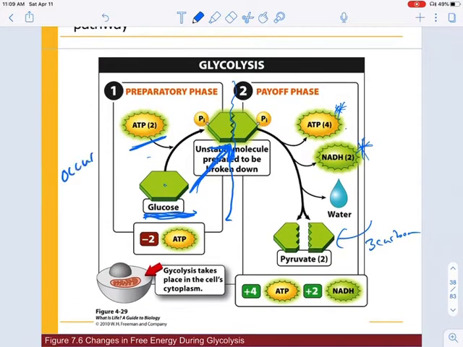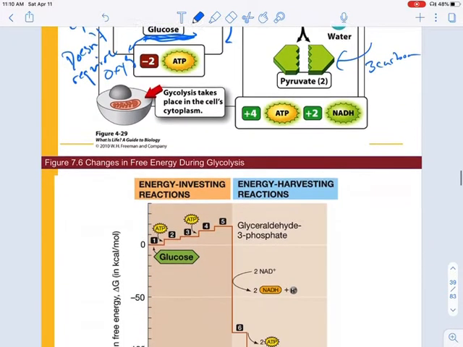Glycolysis takes place in the cytoplasm, and it does not require oxygen. So here it can happen without the use of oxygen. All the other processes that we'll talk about, pyruvate oxidation, the citric acid cycle, oxidative phosphorylation, will use oxygen at some point. And so they won't be initiated unless oxygen is present in the cell.